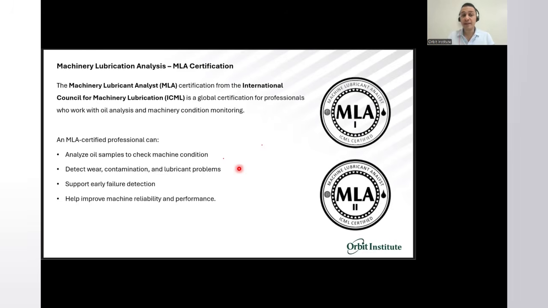You can support early failure detection of the machinery because the main focus is the condition monitoring of the machines, and you can help improve the machine reliability and the performance as well. These are very brief outcomes of the machinery lubrication analysis level 1 and level 2 certification courses. Of course, if you want to know more about MLA 1 and MLA 2, I will go through the body of knowledge of the ICML in a couple of slides.